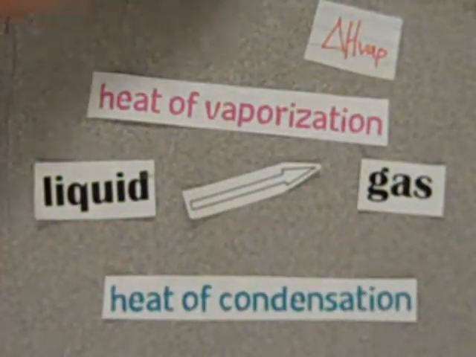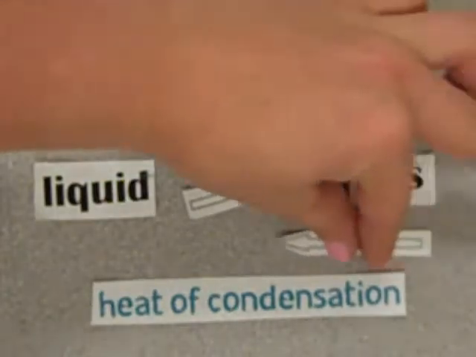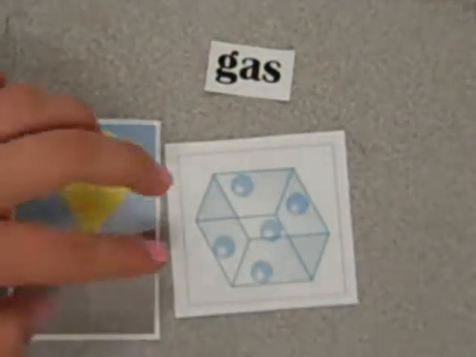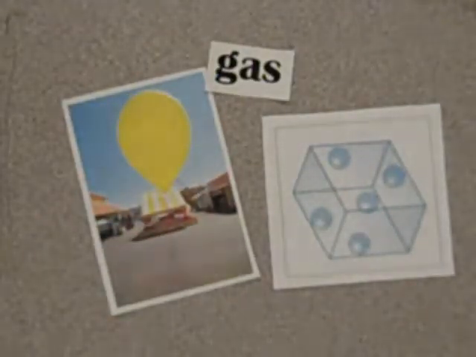Now let's look at gases. Molecules in gases are much farther apart than in either a liquid or a solid. When you think about gases, as in a balloon, they have indefinite shape and indefinite volume. They expand to fill their containers. Molecules are rapidly moving in many directions.